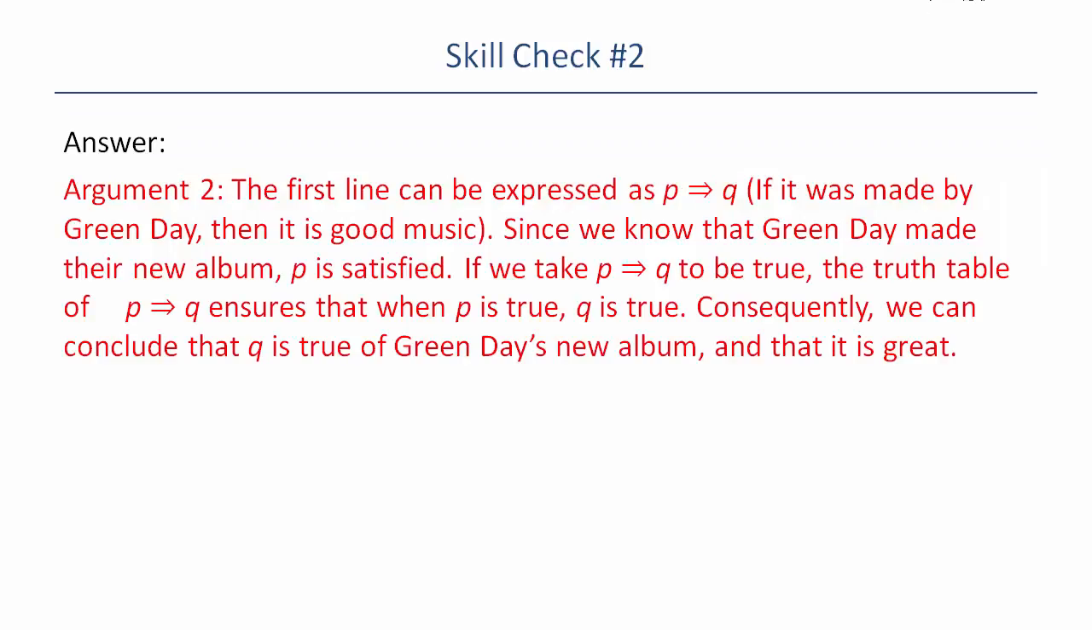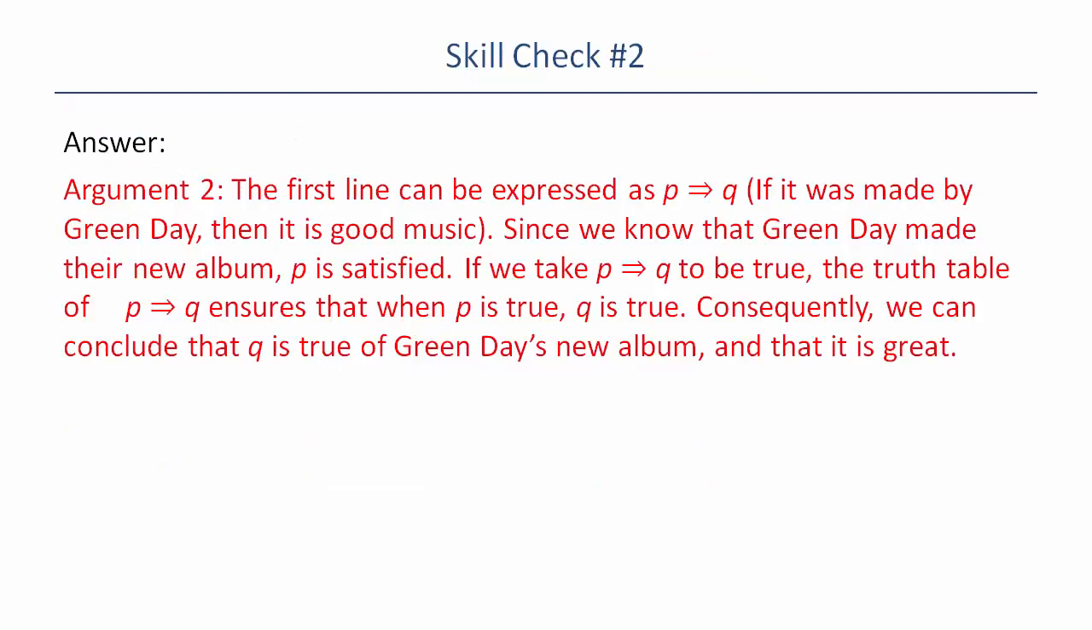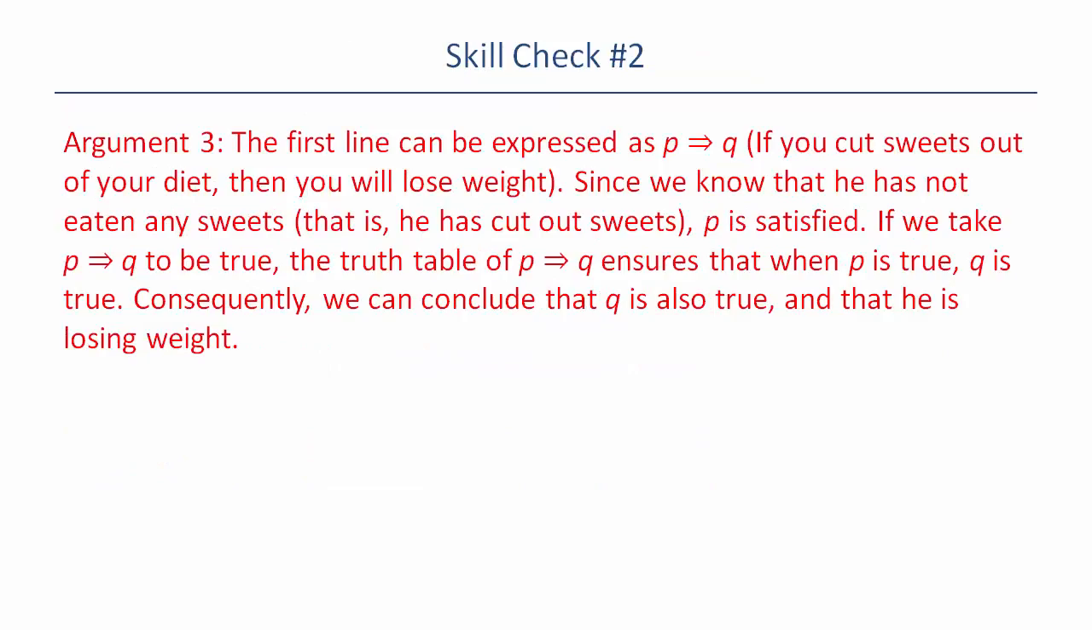All right, were you able to come up with this? The first line expressed as, again, a conditional. And if we take that to be true, and P implies Q ensures that when P is true, Q is true, consequently we can conclude that Q is true because we're given that information, right? So if you go back to it, Green Day makes great music, their new album was just released, therefore it must be great. All right, what about the third one?